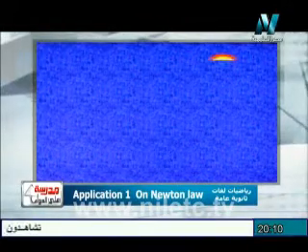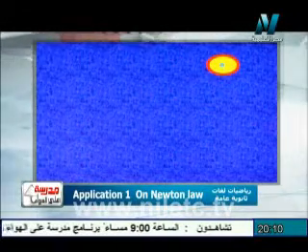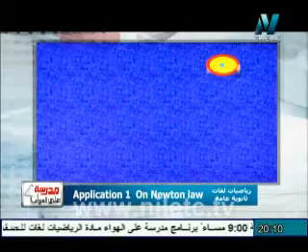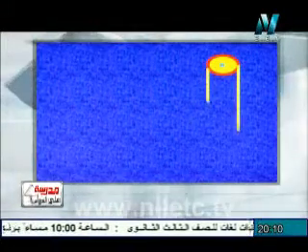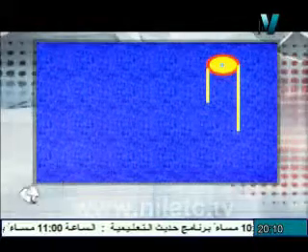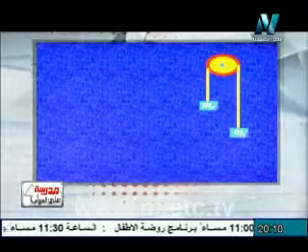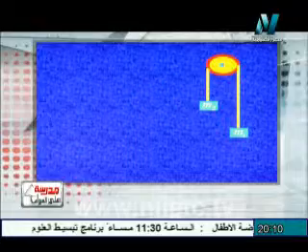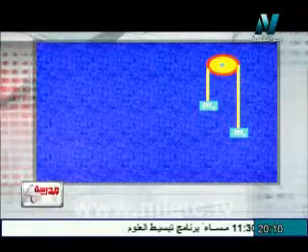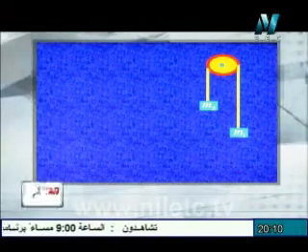We have a smooth pulley like this pulley, and a string passes through this pulley, and at the two ends we have two masses M1 and M2. What about the forces acting on these two bodies? Directly we have four forces.